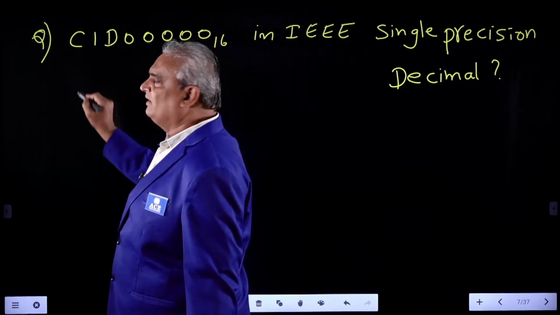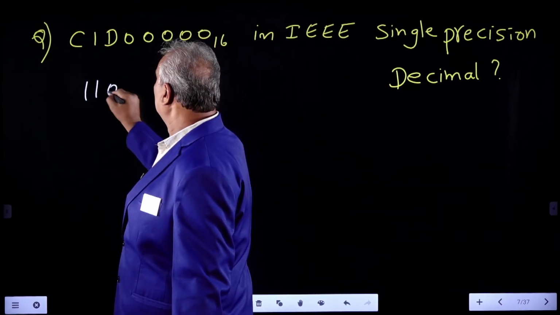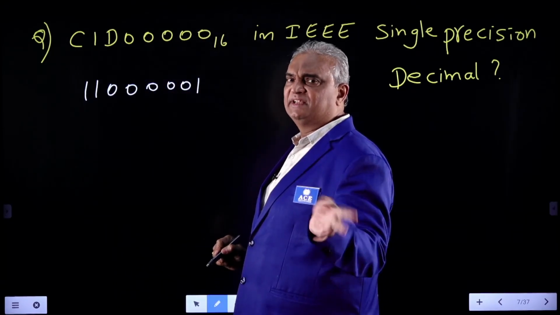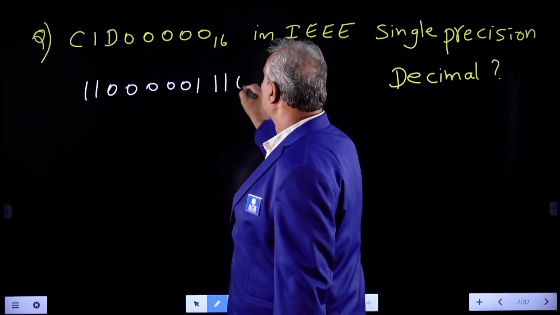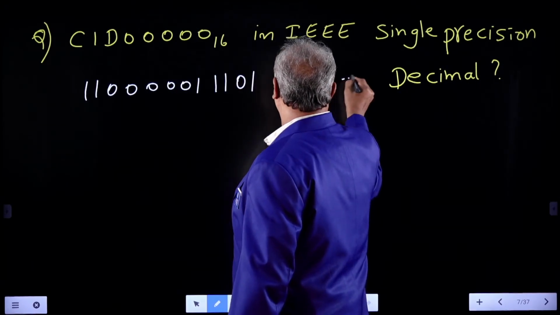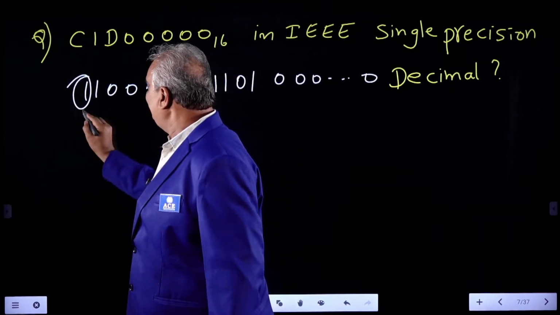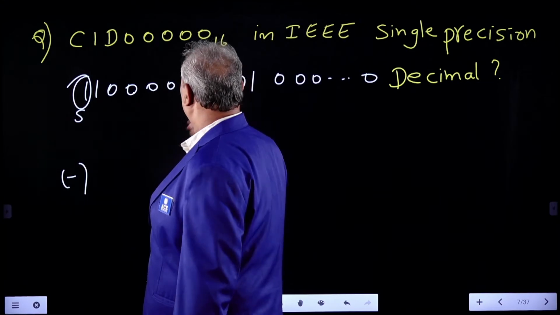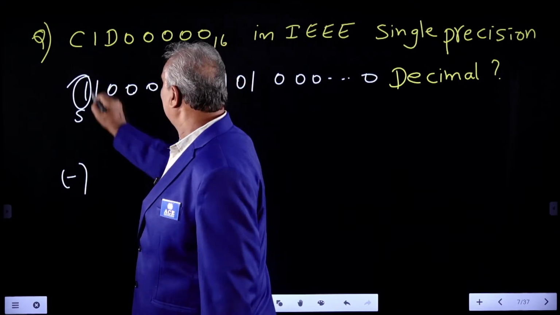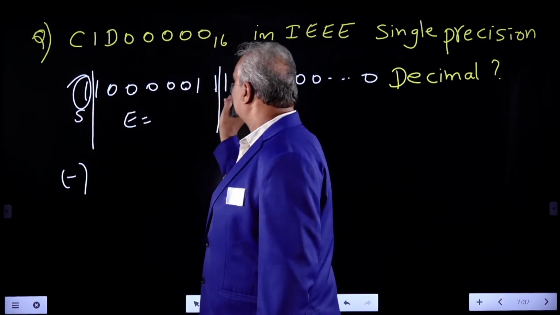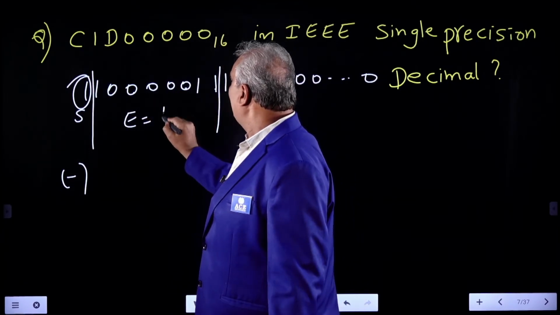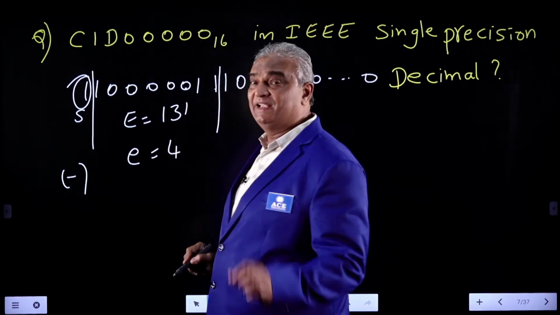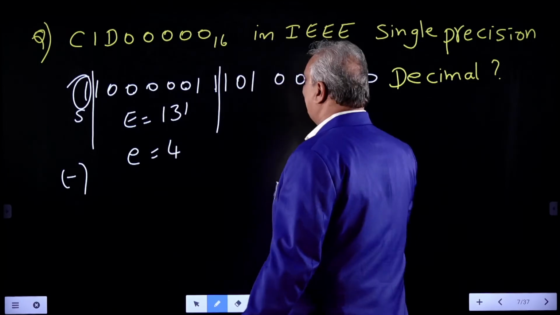Immediately, C means find the binary value, 1100, 1. Each hexadecimal digit is directly represented with 4 bits. D means 1101, remaining all are zeros. What about this? Sign bit 1 means the value is negative. 1, 2, 3, 4, 5, 6, 7, 8. What about this? Capital E value is 131, which means small e value is equal to 4 because the biasing value is 127, and the rest is the mantissa.